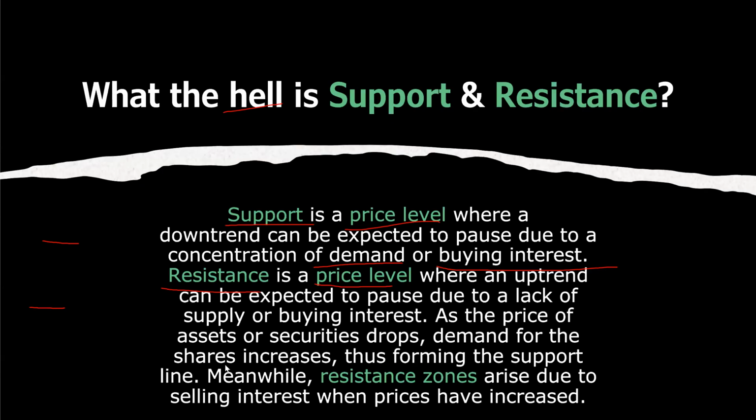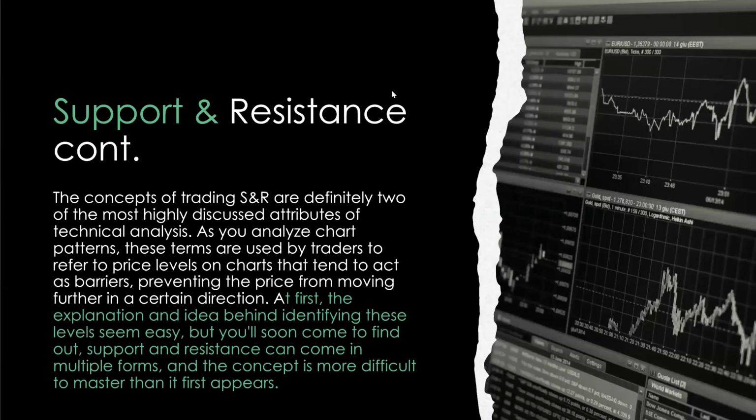As the price of our assets or securities drops, demand for the shares increases, thus forming the support lines. Meanwhile, resistance zones arise due to selling interest when prices have increased. I want you to pay attention to this word down here. Support and resistance are zones. They are zones. They are not one unique number on the underlying asset. The concepts of trading S&R are definitely two of the most highly discussed attributes of technical analysis. This is a part of your TA, where we're building a fundamentally strong technical analysis toolkit for you.